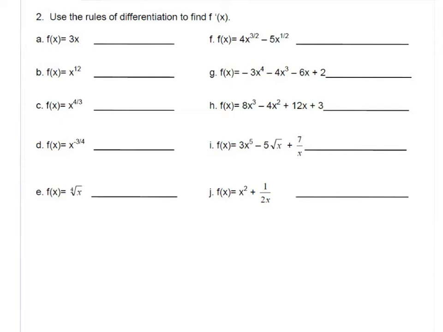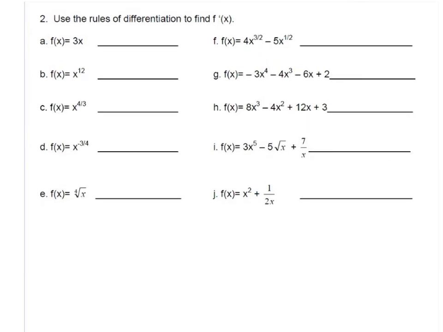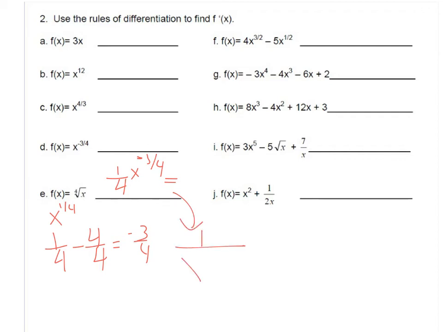Okay, so for E, before we can take the derivative, we have to change that to an exponent of 1/4. So now the derivative is 1/4 x to the negative 3/4. So rewriting that, down here, that is 1/4 x to the 3/4.